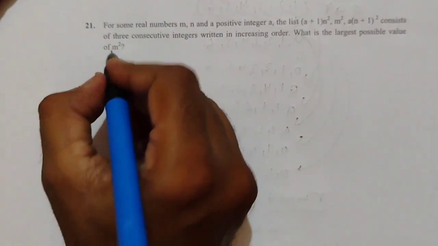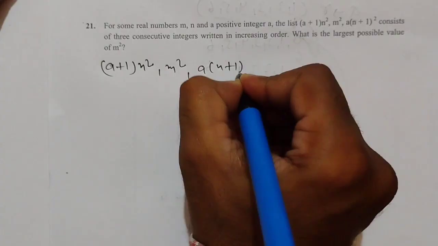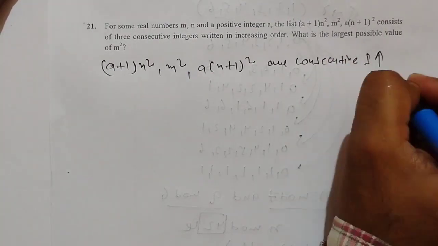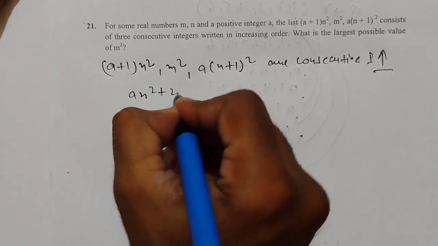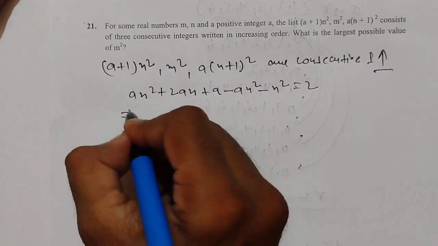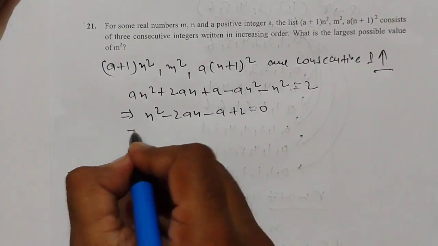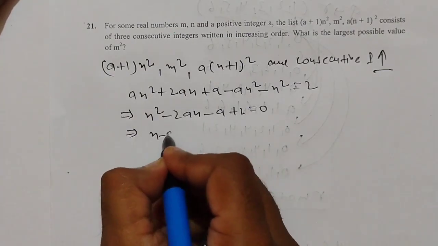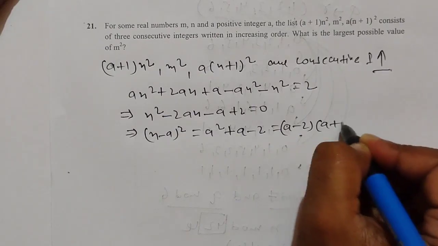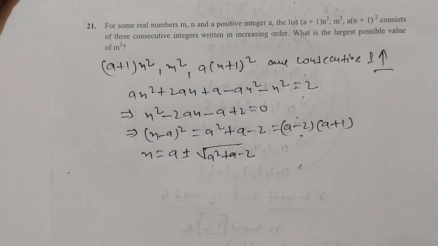So now we have a plus 1 n square, m square and a into n plus 1 whole square are consecutive integers in increasing order, and we have an square plus 2 times an plus a minus an square minus n square is equal to 2, and this will imply n square minus 2an minus a plus 2 is equal to 0, and now we have n minus a whole square is equal to a square plus a minus 2, which is a minus 2 into a plus 1, and we have n is equal to a plus minus square root of a square plus a minus 2.